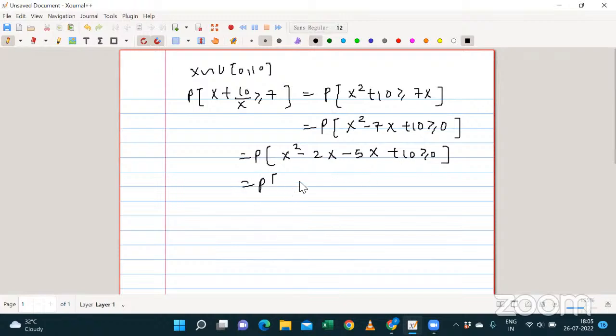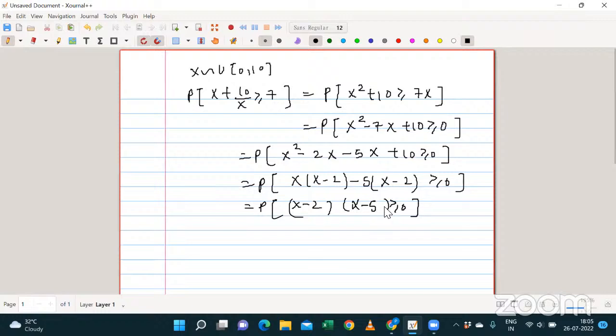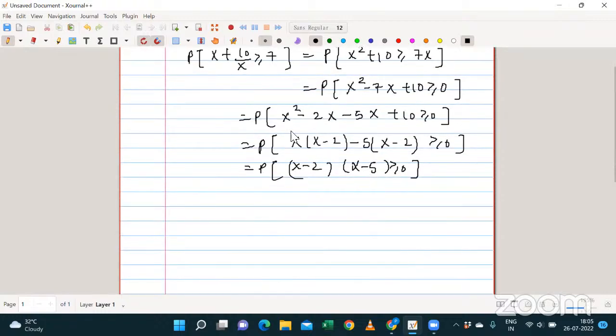Now, probability x I can take as common. It will be x minus 2 minus 5, again x minus 2 greater or equal to 0, right? Now, we will get x minus 2 into x minus 5 greater or equal to 0. Till this point it's clear. Yes, sir. Is it clear, Deepa?